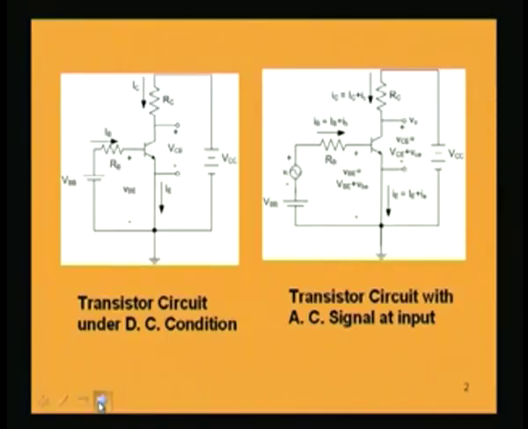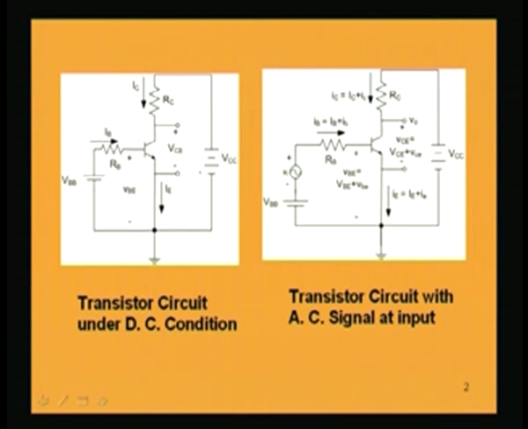Under DC conditions, if we consider a transistor, we have a figure like this. Here we are using an NPN transistor in common emitter configuration, and throughout our discussion we will use the common emitter transistor because it has a high current amplification factor beta, which will be used for amplification of an input signal. So, the common emitter transistor is normally used for amplification purposes.